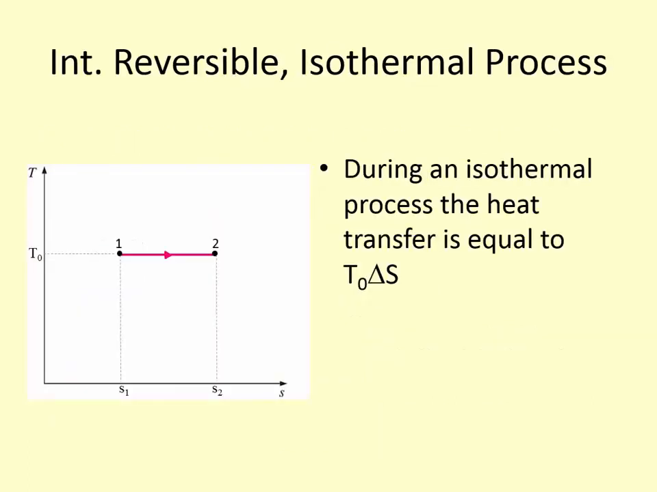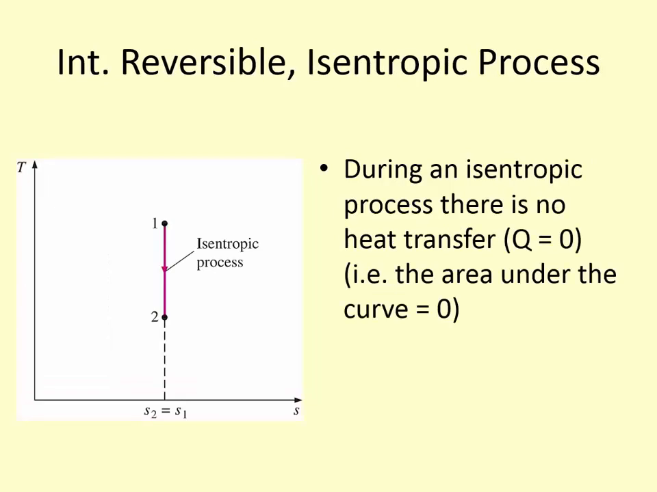So if it's an isothermal, internally reversible process where the temperature is constant, then it would just show up as a straight line. And you could calculate Q very easily as the area under that curve. Okay, so Q would just be delta S times T. Okay, that only works for an isothermal process, that it's delta S times T. For an isentropic process, you would have no heat transfer, or Q would be equal to 0. So the area under the curve is 0.